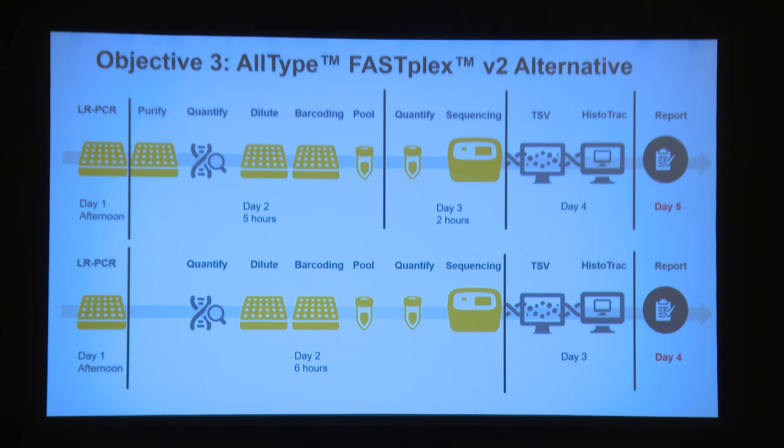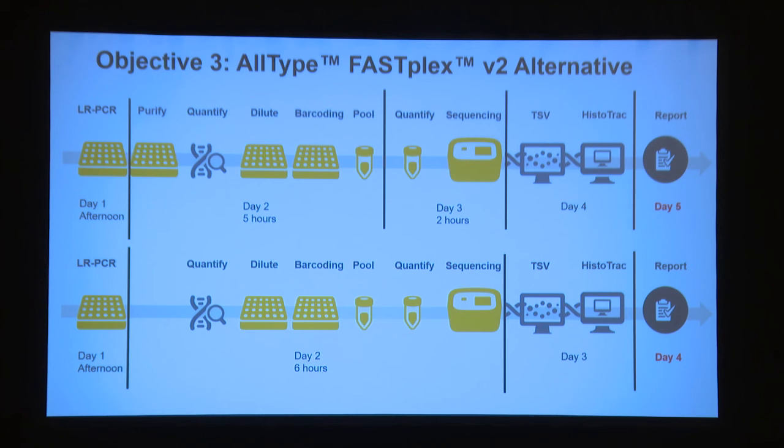The alternative protocol is based on the recommendation of One Lambda that this purification step can be omitted. So we actually tested this and we were able to omit this purification step. By omitting it, we were able to combine day 2 and day 3 into one day, because in the purification step you need to prepare your ethanol, you need to equilibrate your magnets, and everything has to be at room temperature, which takes some time at the beginning of the day. Although it's not hands-on time, the tech has to wait until all the reagents reach room temperature.